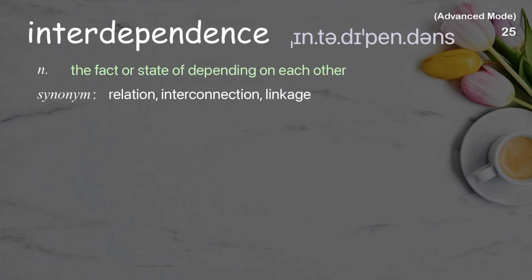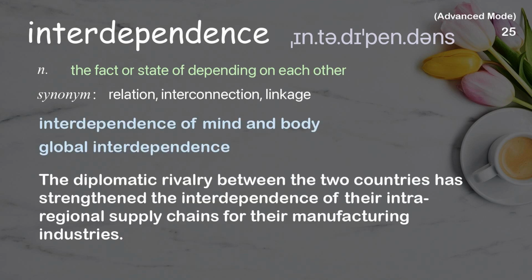Interdependence. The fact or state of depending on each other. Examples: interdependence of mind and body, global interdependence. The diplomatic rivalry between the two countries has strengthened the interdependence of their interregional supply chains for their manufacturing industries.